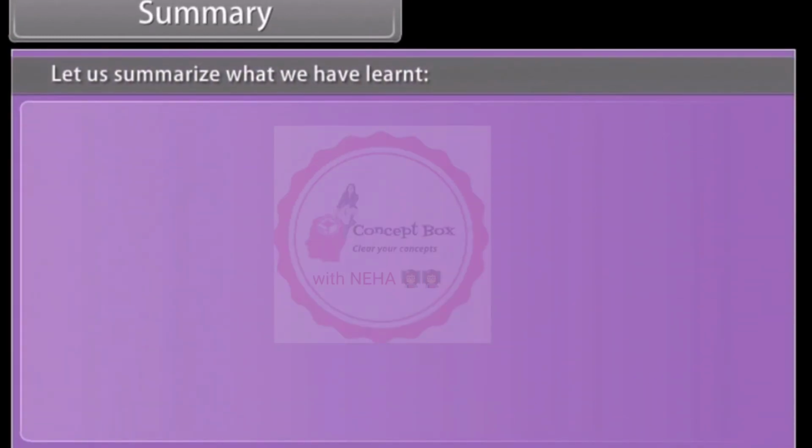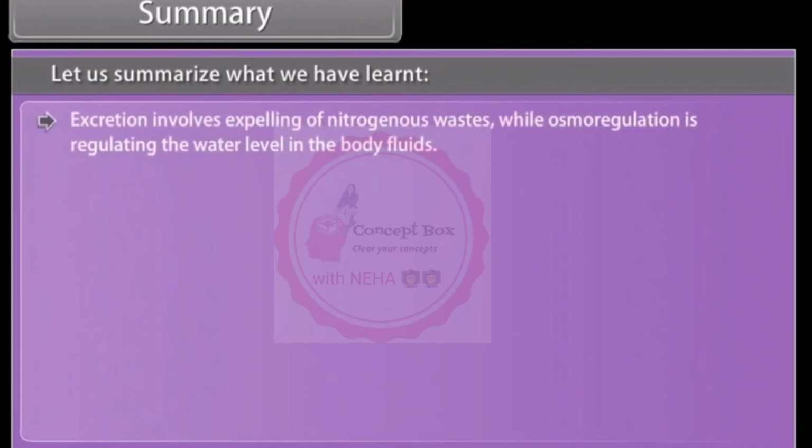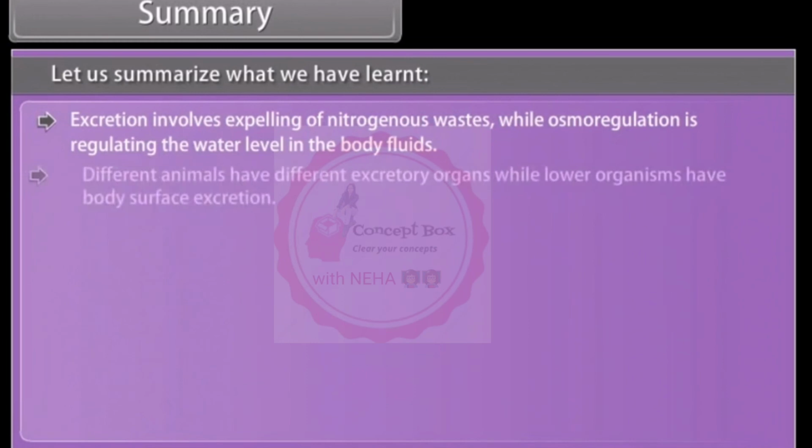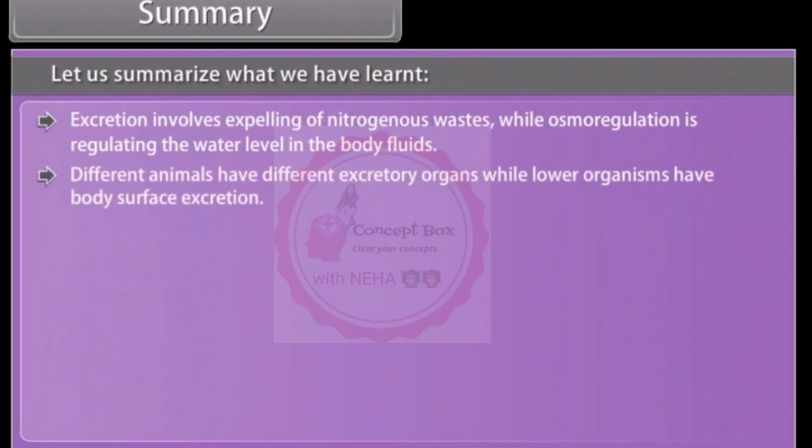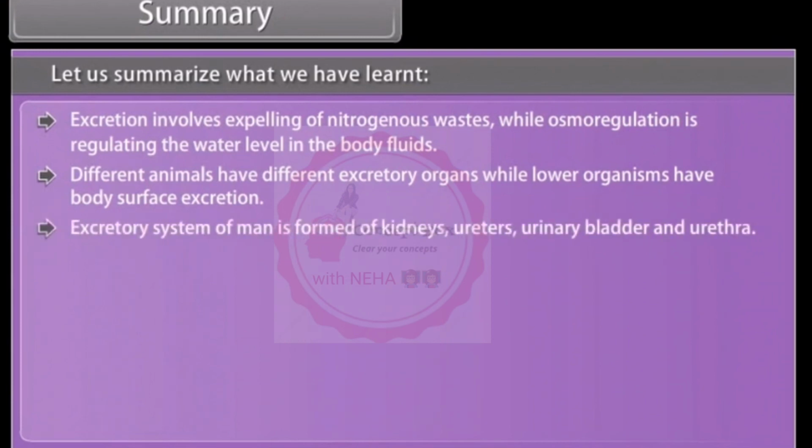Summary. Let us summarize what we have learned. Excretion involves expelling of nitrogenous wastes, while osmoregulation is regulating the water level in the body fluids. Different animals have different excretory organs, while lower organisms have body surface excretion. The excretory system of man is formed of kidneys, ureters, urinary bladder, and urethra.